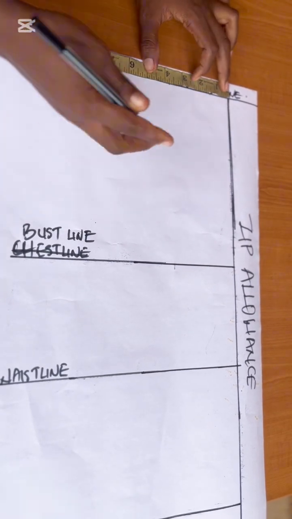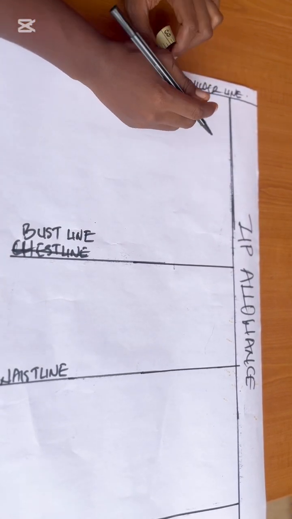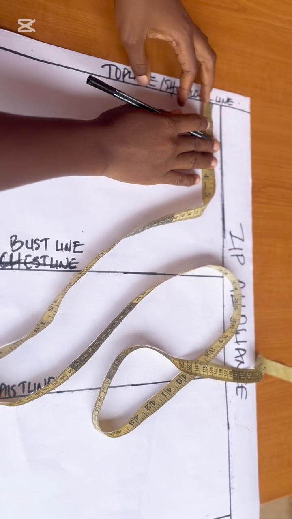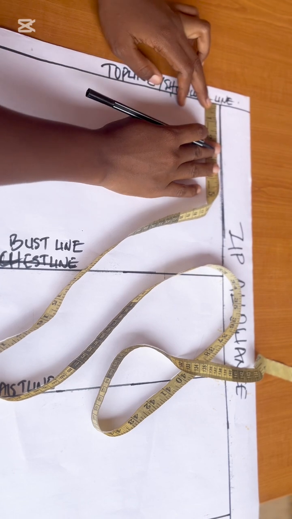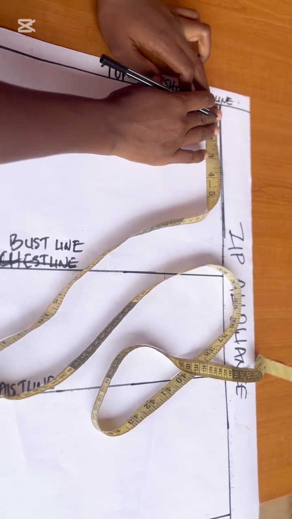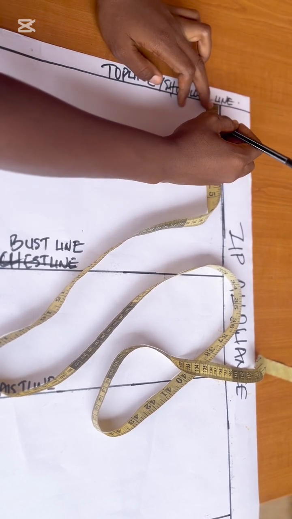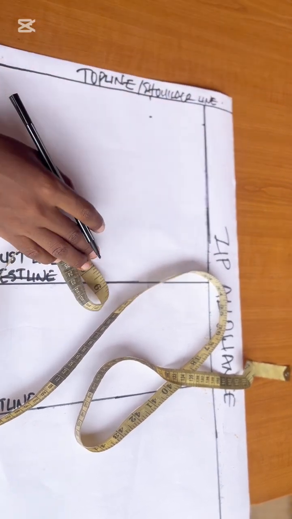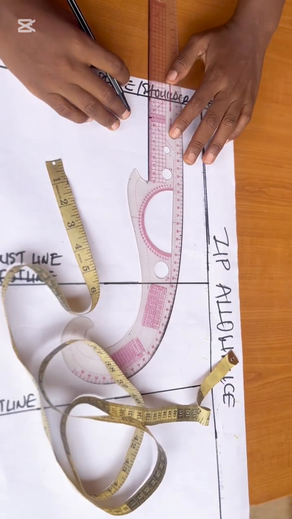The next thing we're going to do is to get our neck circumference. I use 3.1. Please note that the measurement is from the line of that zip allowance, after that 2 inches. So I marked my 3.1 as the width, and for the depth, I'll be using 2 inches. I'm just going to mark it and create a box.